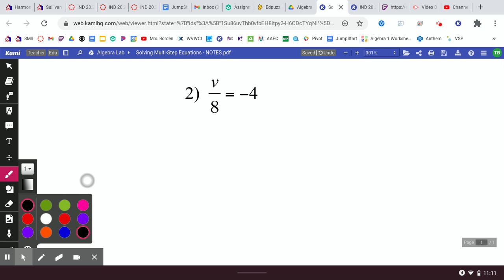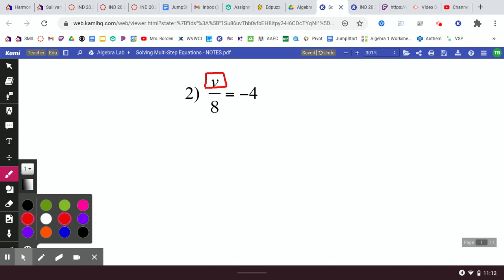All right, example number 2. Write that down really quickly. Won't take but a sec. It's a short one. Again, zero in on what it is you're trying to get by itself, which in this case is the V. And we look at what is attached to the V and how's it attached.